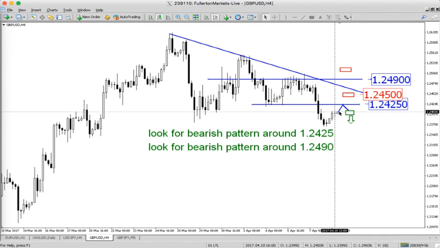So in the event, let's say the current candle or the subsequent candle shoots right up towards 1.2490, and if it turns down, giving a bearish so-called candlestick formation around 1.2490, that could potentially be my short trade as well. So it's two possibilities.